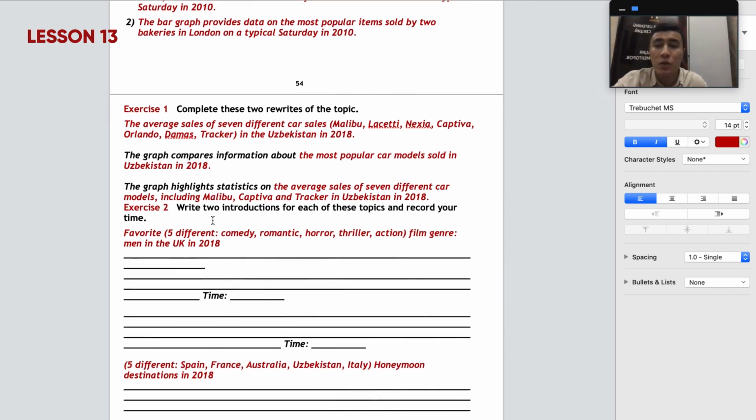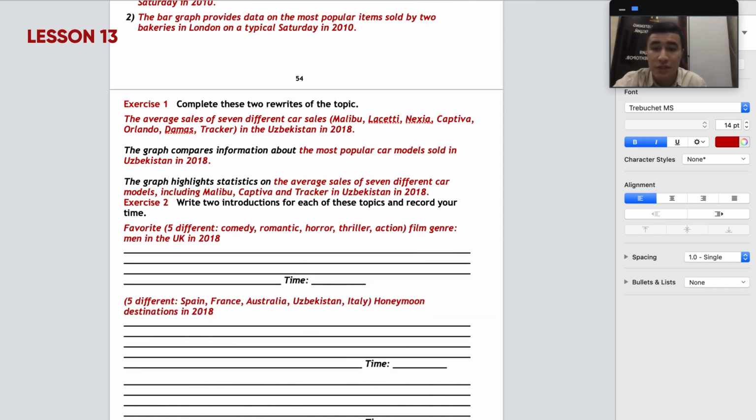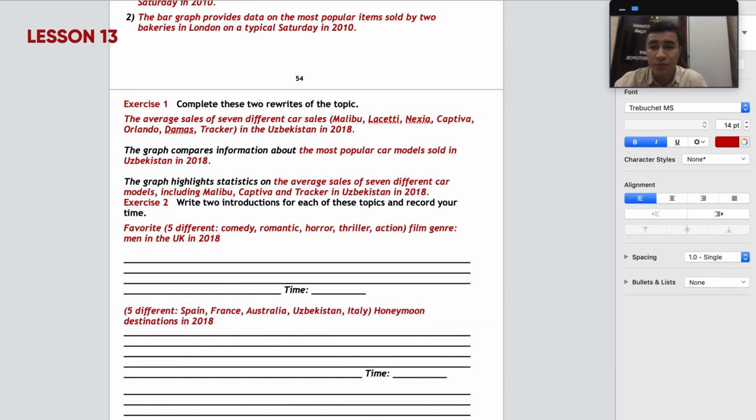And here we have another exercise. You should write 2 introductions for each of these topics, and of course you should time yourself. Here we have favorite film genre, men in the UK in 2018. Okay, we have 5 different genres here.